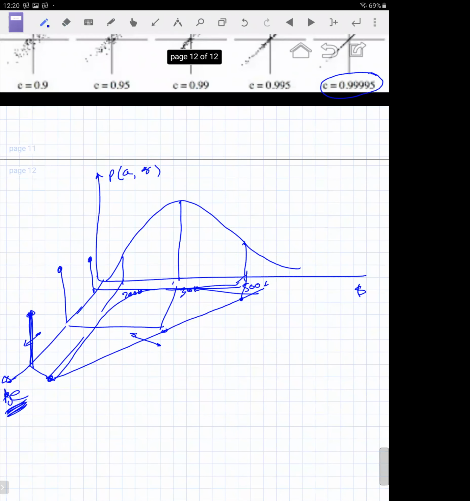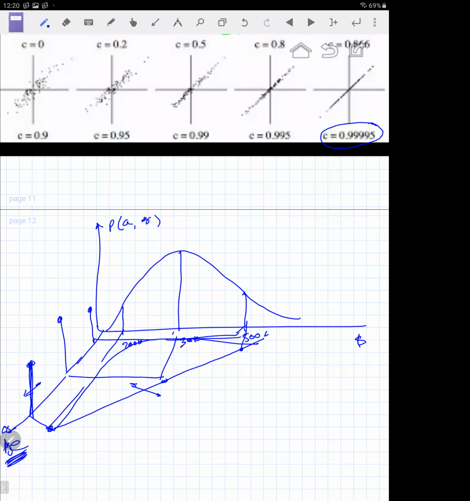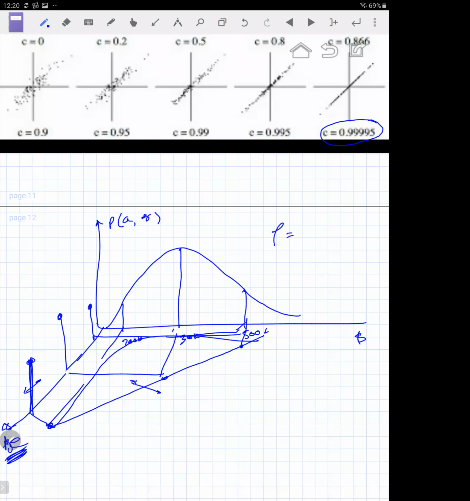Well, here is the case. This is the case of a rho equal to 1. That means it's a completely correlated variable. In our case, the correlation is inverse. So we have rho equal to -1.